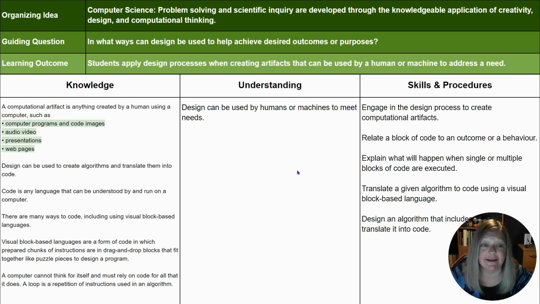Computer science is full of a lot of knowledge. I've highlighted some areas under the knowledge category where it's talking about computer programs and code, images, audio, video, presentations, and web pages. While our topic is computer science, and most of these things would definitely be made on computers, they're not all computer programs or connected specifically to computer programming. So when we're creating artifacts like slide presentations on living systems or any topic, we're also bringing that computer sciences knowledge into our other areas.